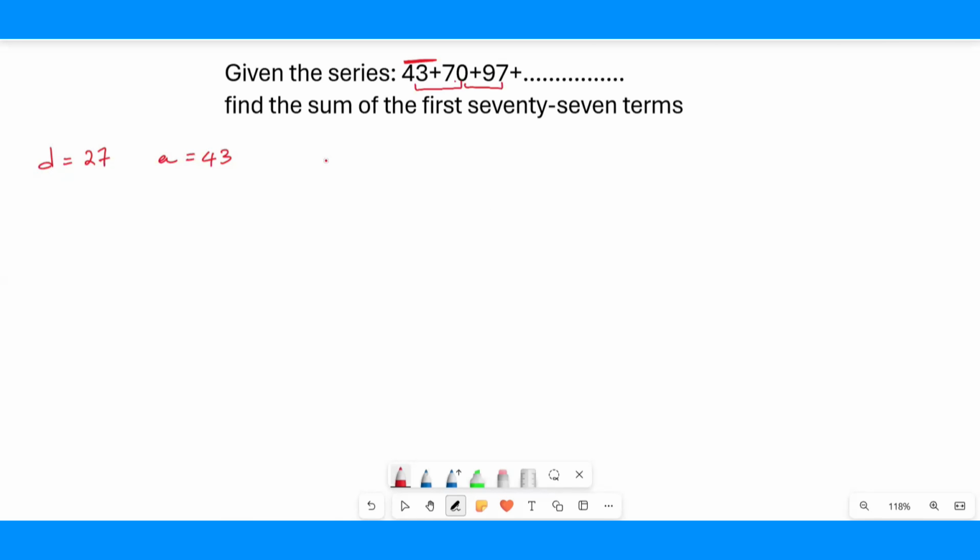There's a formula that says the sum of the first n terms is equal to n divided by 2 times (2a plus (n minus 1) d). This is the formula where we can substitute n, a and d in order to find the sum. We're going after term 77, in other words we're trying to find the sum up to the 77th term.